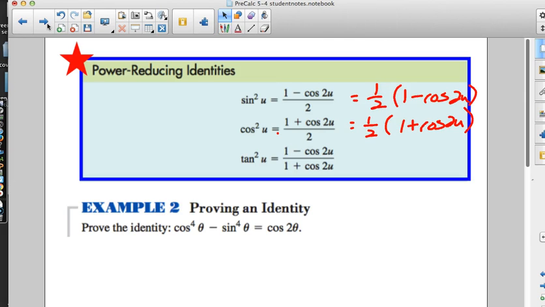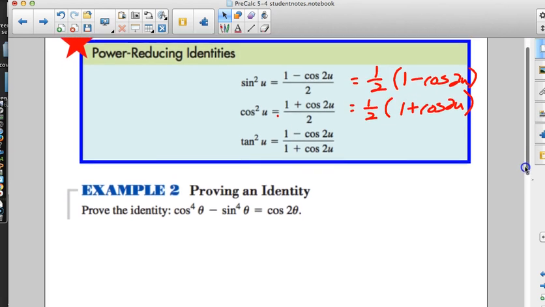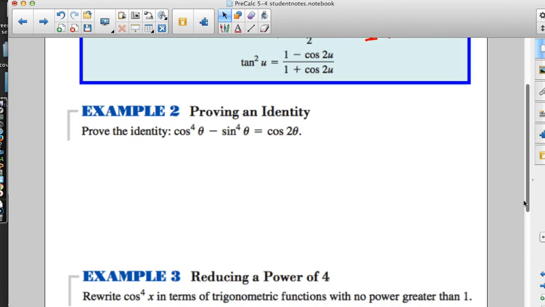So first thing we need to do to make sure it works is prove that cosine to the fourth of theta minus sine to the fourth of theta equals cosine of 2u. And we're going to see pieces of everything that we need as we go through here. So start with the more complicated side. And hopefully when you looked at this you thought, ooh, that's factorable.